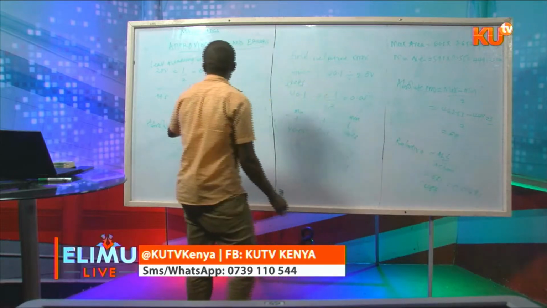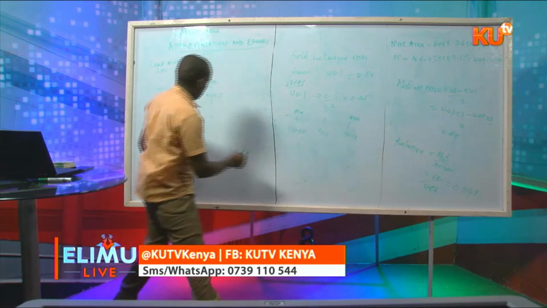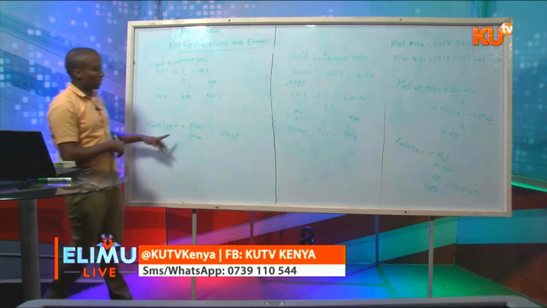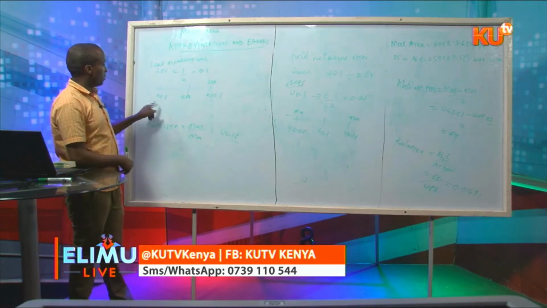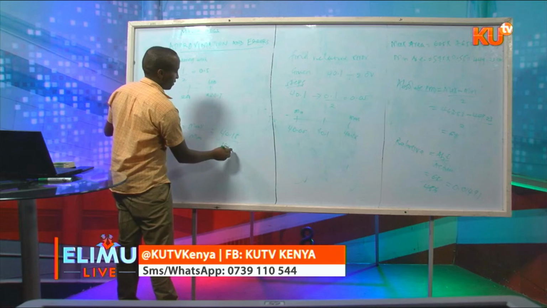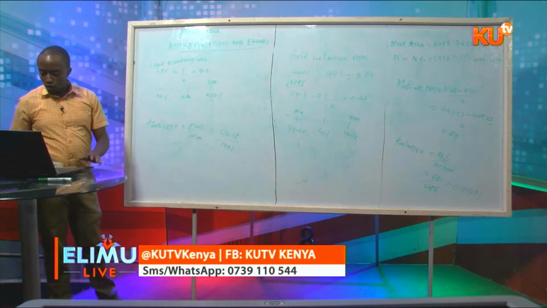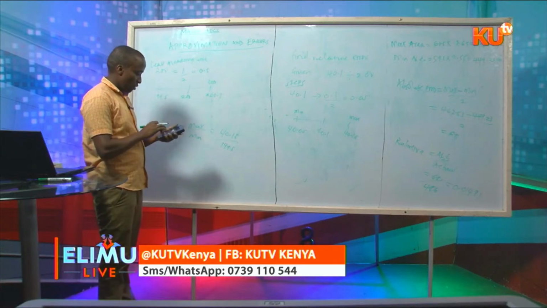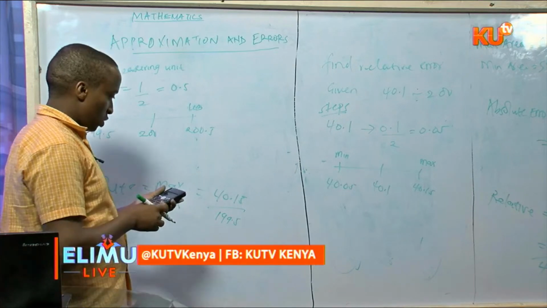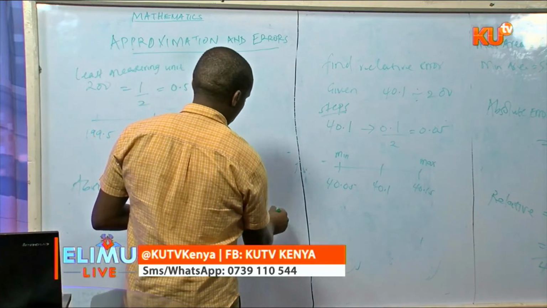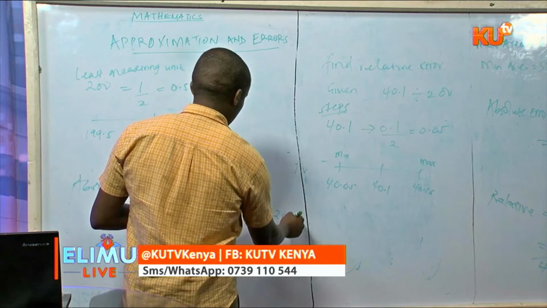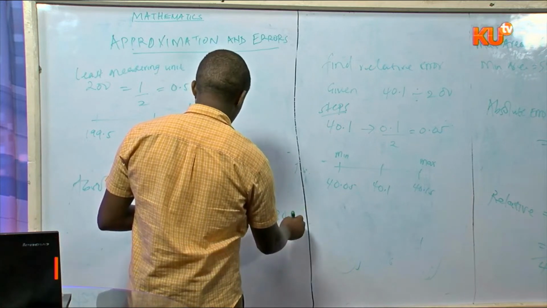So our maximum number here was 40.1 divided by the minimum number for this one, it is 189.5. So this one will get 40.1 divided by 189.5, so you get 0.2, for single figures it will be 0.2013.